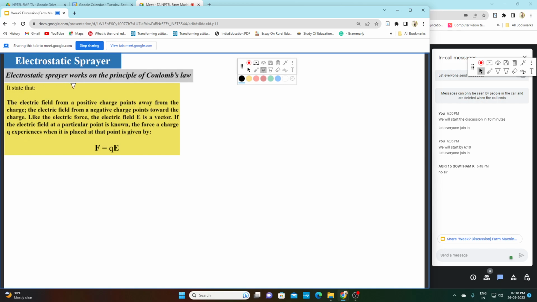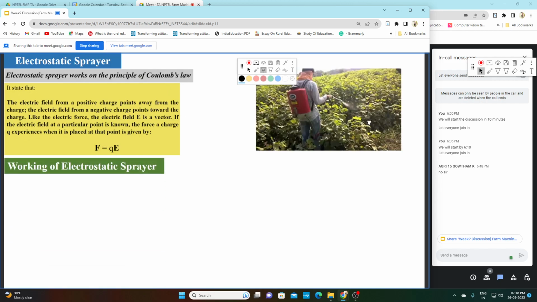So what is this electrostatic sprayer? Scientists have seen that the orientation of the leaves is basically in a downward slanting direction. So when the operator sprays the chemicals onto the leaves, the chemical falls due to gravity. That is a disadvantage of your traditional sprayer. So engineers or scientists came up with this concept of electrostatic spraying.